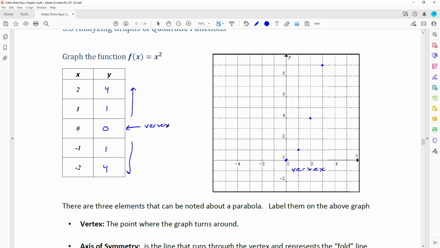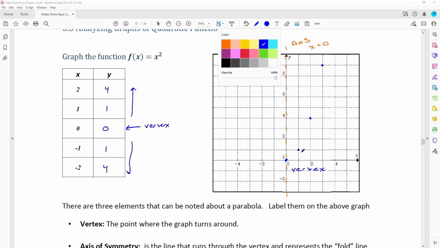There's this axis of symmetry. It's a vertical line through the x value of the vertex. If I was to draw the axis of symmetry, it would be a vertical line that travels through the vertex, that I could fold this graph over. So this one has an axis of symmetry of x equals 0. It's always the equation of a vertical line. What that allows me to do is mirror image my points. So this point would occur on the other side of the axis of symmetry, this point would occur on the other side, and same thing with this point.